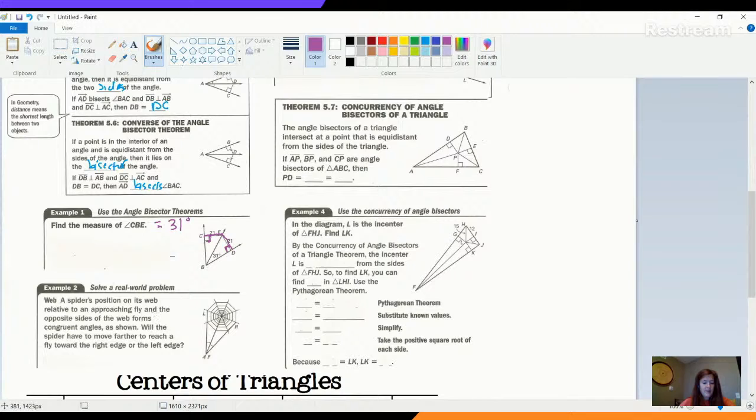All right, next one. A spider's position on its web relative to an approaching fly. So here's your fly down here, and here's your spider in the middle. A spider's position on its web relative to the approaching fly and the opposite sides of the web forms congruent angles as shown. Will the spider have to move further to reach a fly toward the right edge or the left edge? Well, look at what's going on here, right?